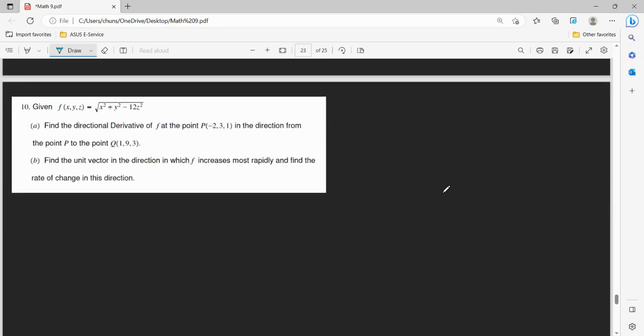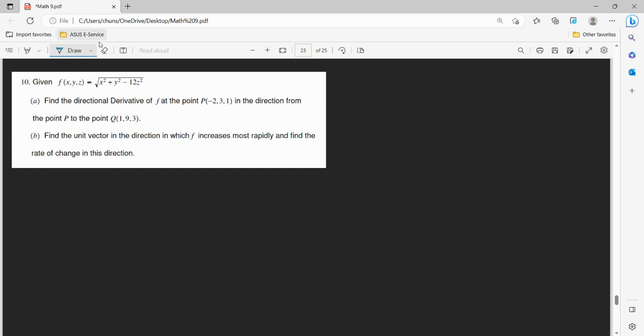Okay, so this is our last question here. So we're going to do part A and B. Given this function here, with respect to x, y, and z, find the directional derivative at this specific point in the direction from P to Q. So we're going to need a unit vector. So I'm going to find the unit vector first.